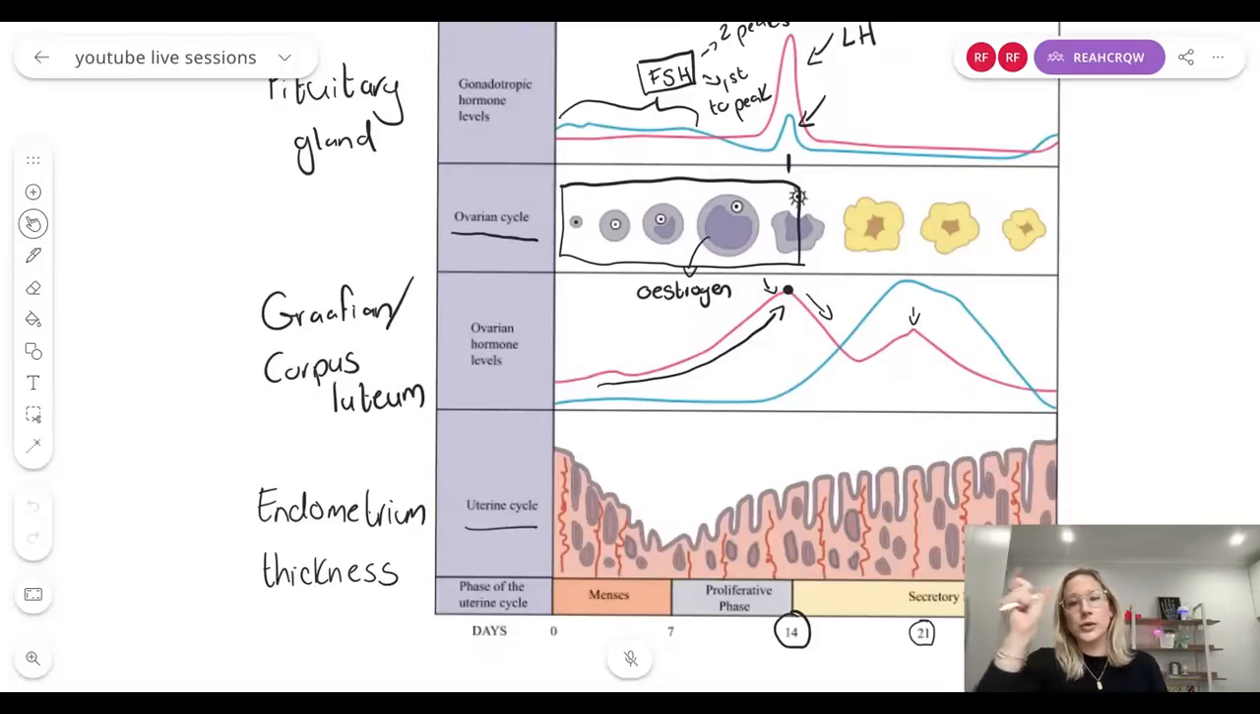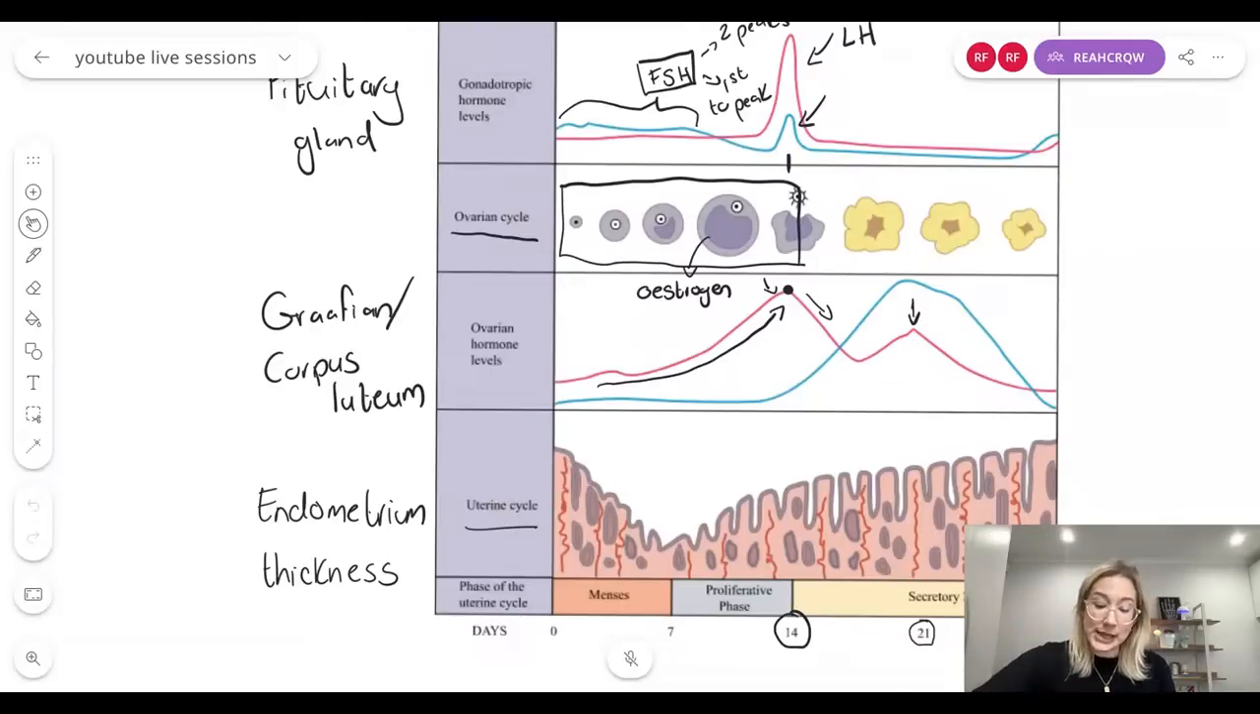Now, not all windows are this long. In actual fact, they're probably a little bit shorter than this. But from day 14 to day 21, there are 7 days. You have roughly 7 days to fertilize and implant. Okay, that's the goal. If that hasn't happened, we need to get rid of the egg. We need to get rid of the endometrium. And the only way to get rid of the endometrium is to cause estrogen to peak once more.